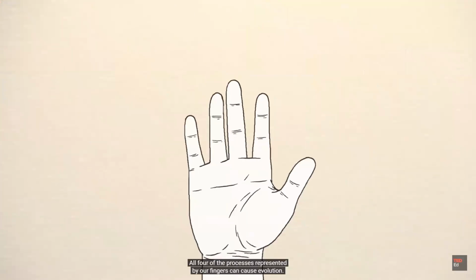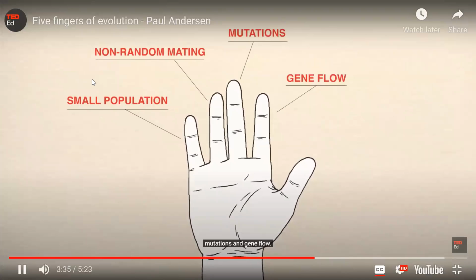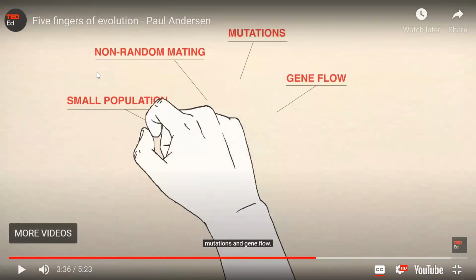All four of the processes represented by our fingers can cause evolution: small population size, non-random mating, mutations, and gene flow. Okay, we got that.